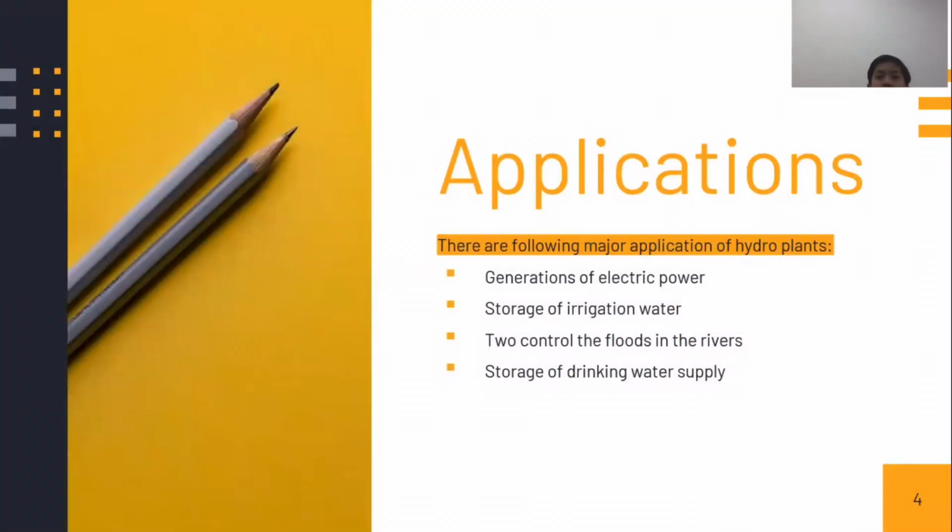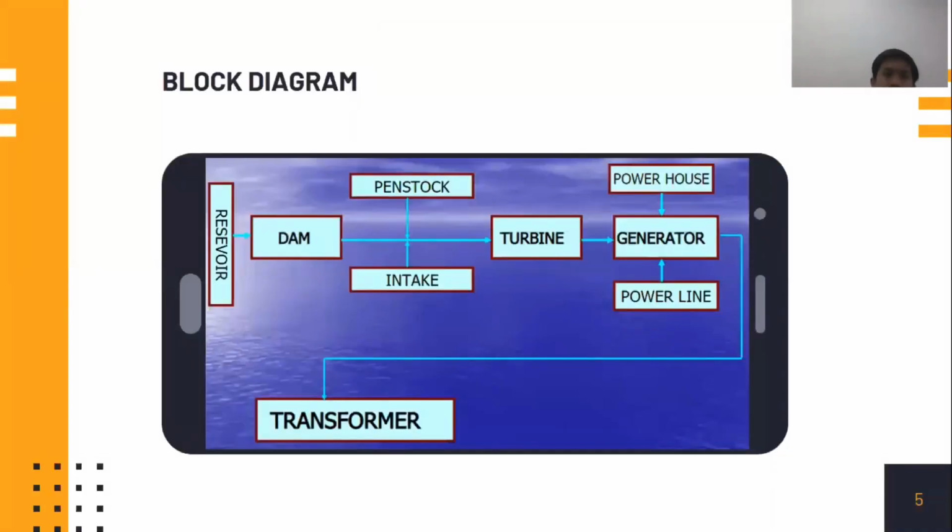Application of hydropower plant. There are the following major applications of hydro plant. The first is the generation of electric power. Two, storage of irrigation water to control the flood in the river. And the last, storage of drinking water supply. This is a block diagram of hydropower.